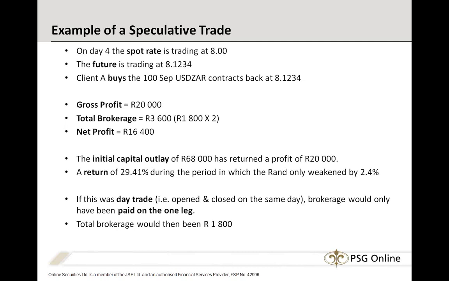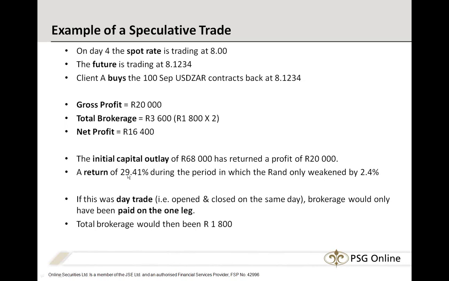So his brokerage is 3,600. Remember, it's 1,800 Rand on the opening leg and 1,800 Rand on the closing leg, 3,600 Rand. His net profit for those 4 days is 16,400 Rand. So his total capital outlay was his margin of 68,000 to make a profit of 20,000. So it's not too bad.